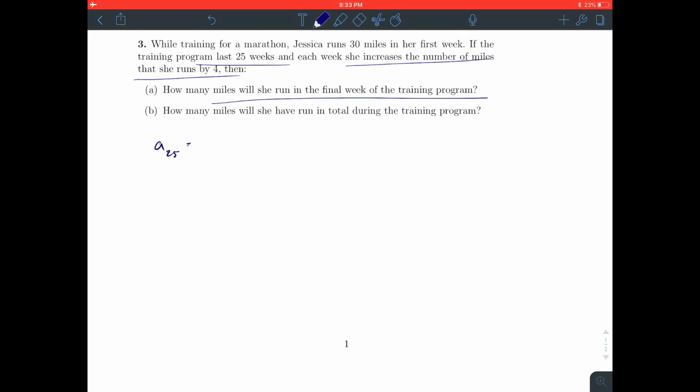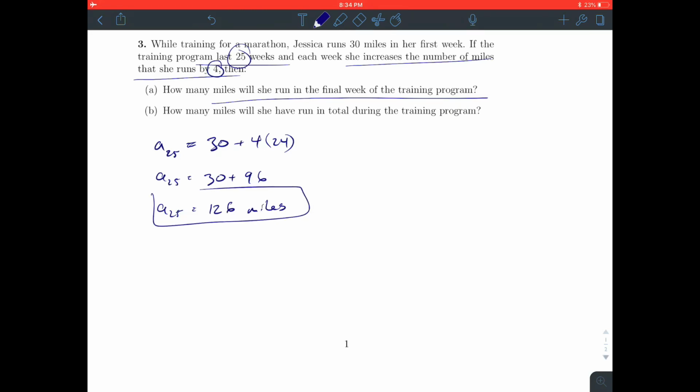So in week 25, we can jump straight to the number of miles that she runs in this week by saying that Jessica started with 30 miles. Each week she runs 4 more miles. So to get from week 1 to week 25, that's 24 increments. And so A sub 25 is equal to 30 plus 96. A sub 25 is equal to 126 miles. So she's really come along. In 25 weeks, she's gone from running 30 miles to 126 miles.